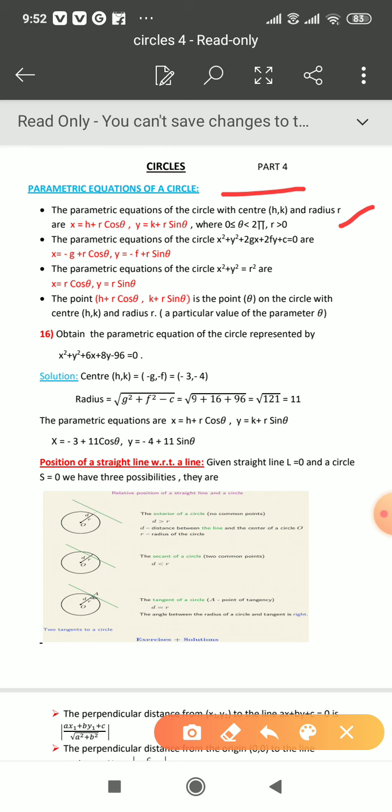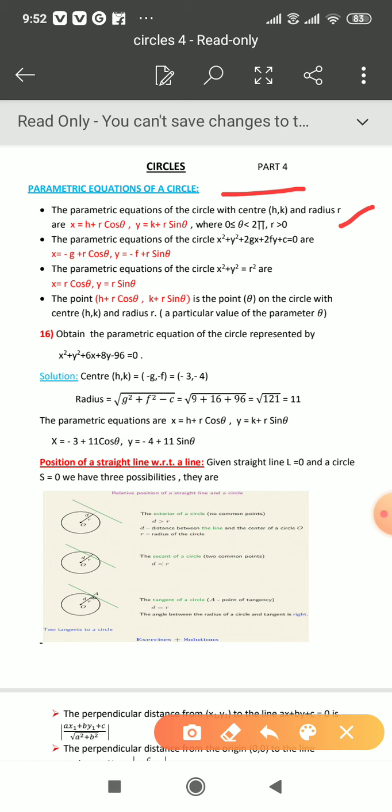Now we discuss a problem using these parametric equations. Obtain the parametric equation of the circle represented by x square plus y square plus 6x plus 8y minus 96 equals 0. Here the circle equation is given. You observe, this is the 16th problem. In parts 1, 2, 3 we already solved 15 problems, so this is the 16th problem in our Circles chapter.